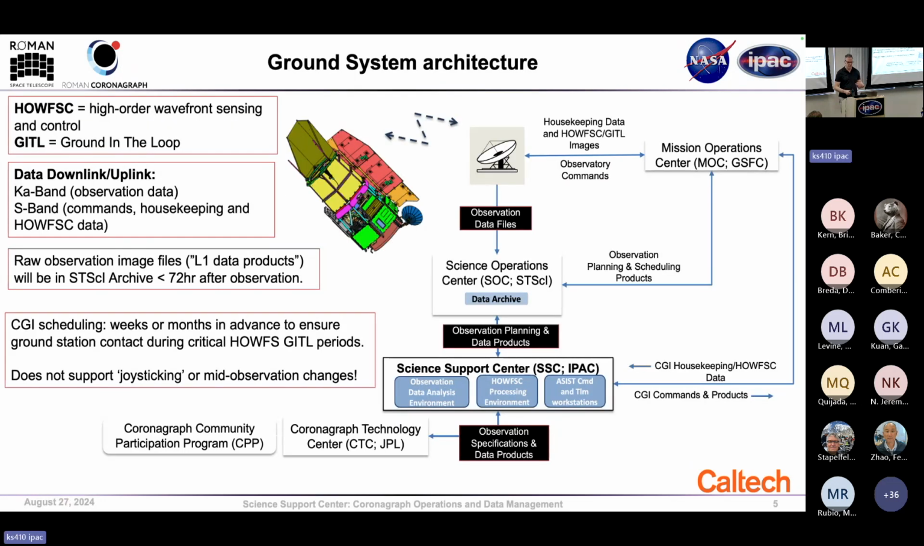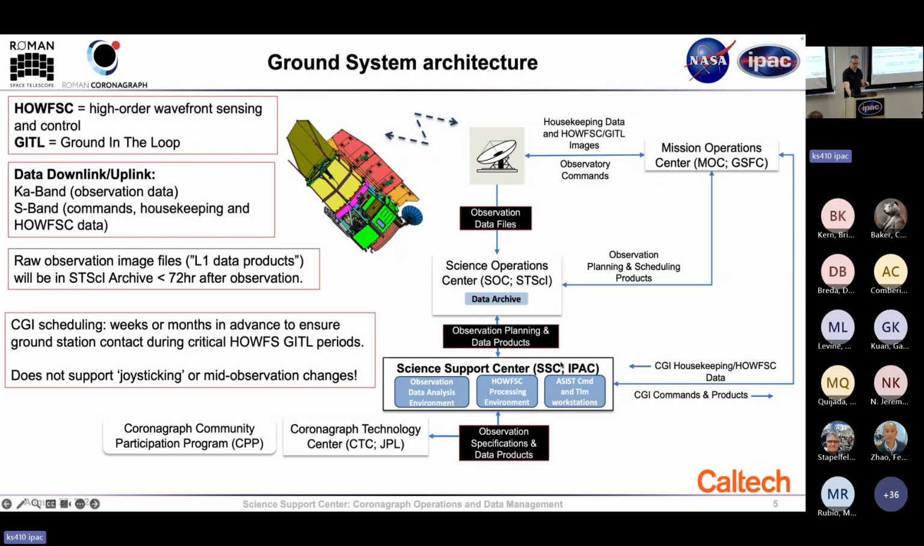So SSC sits in the ground system. We're part of the ground system. The ground system of Roman is the means by which an observer gets their wishes for how to use the instrument to the instrument. But it's also the means by which they receive data from the instrument. So all of the components of the ground system serve that purpose, and it's centered for CGI on SSC.